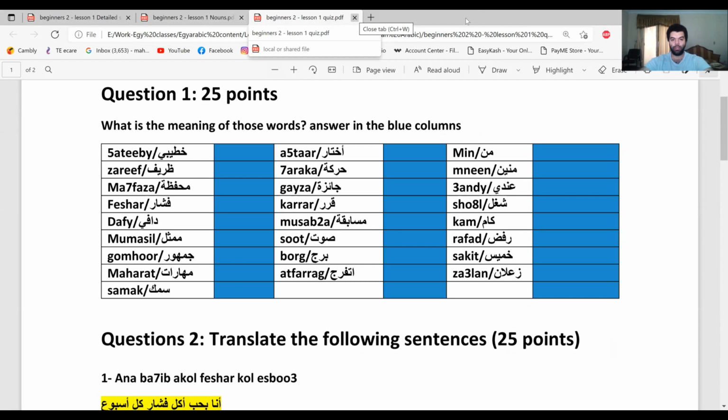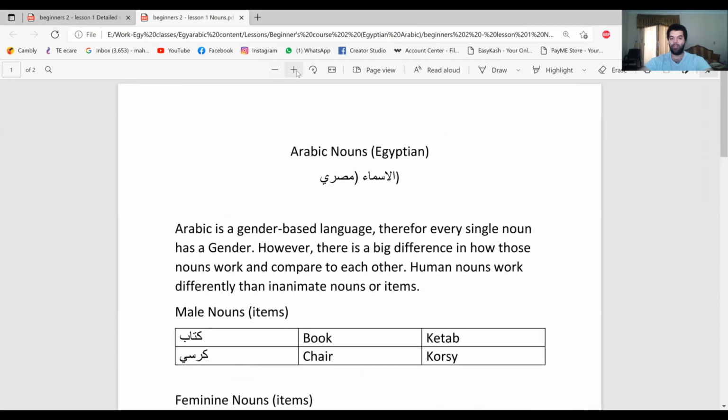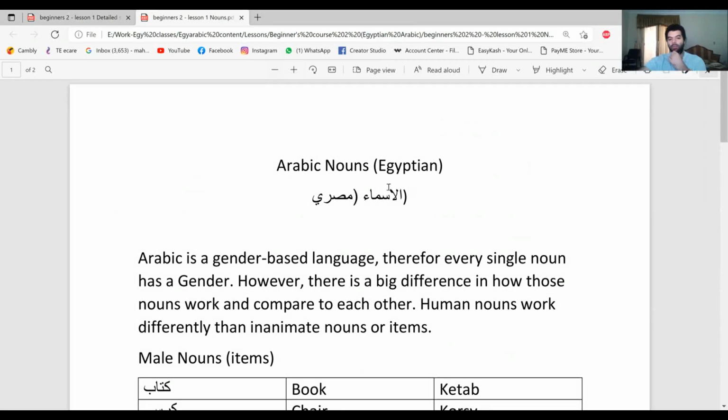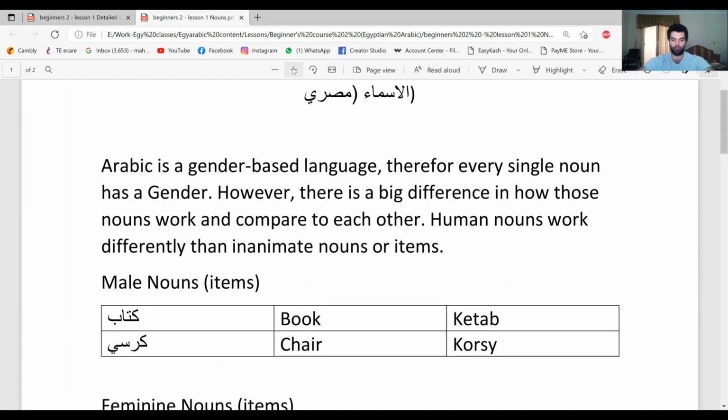Okay, now we're moving on to the second beginner course, to the very first lesson. And we're gonna start with grammar, okay? So here we are talking about Arabic nouns, and to be specific, in Egyptian Arabic, okay? Why? Because in standard Arabic, there are more kinds, or like there are extra forms that we don't really use in Egyptian Arabic. So you're lucky because you don't have to learn all of the extra information.